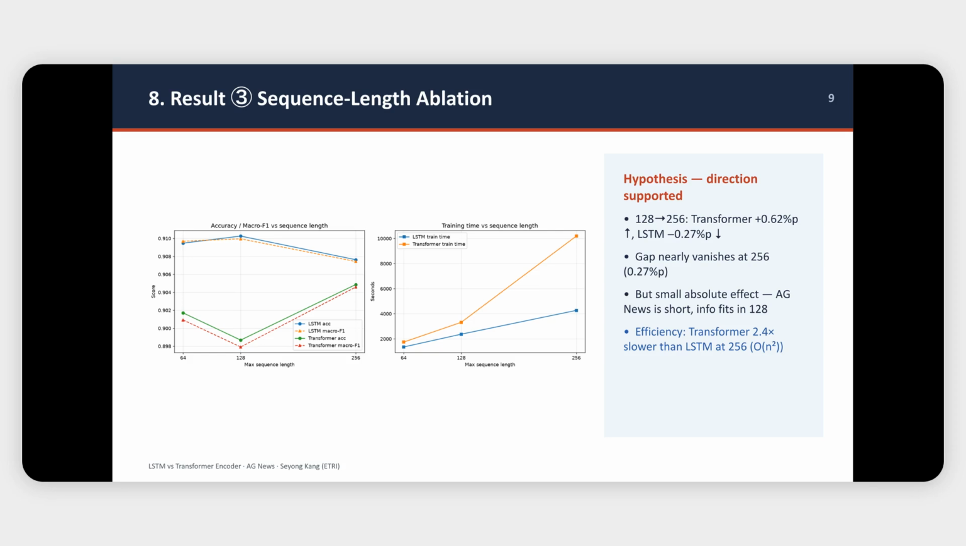On the right, at 256, the transformer is about 2.4 times slower. The O(n squared) cost is showing up for real. The clear trade-off: the small accuracy gain isn't worth the cost.